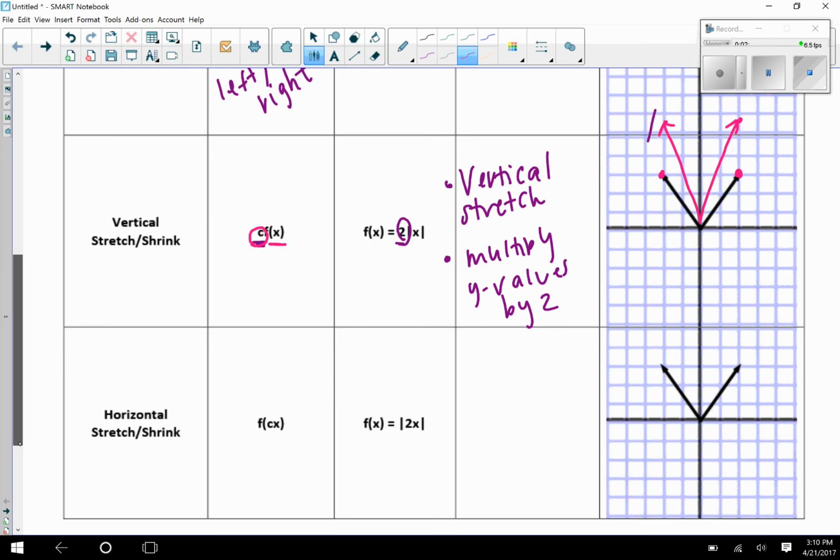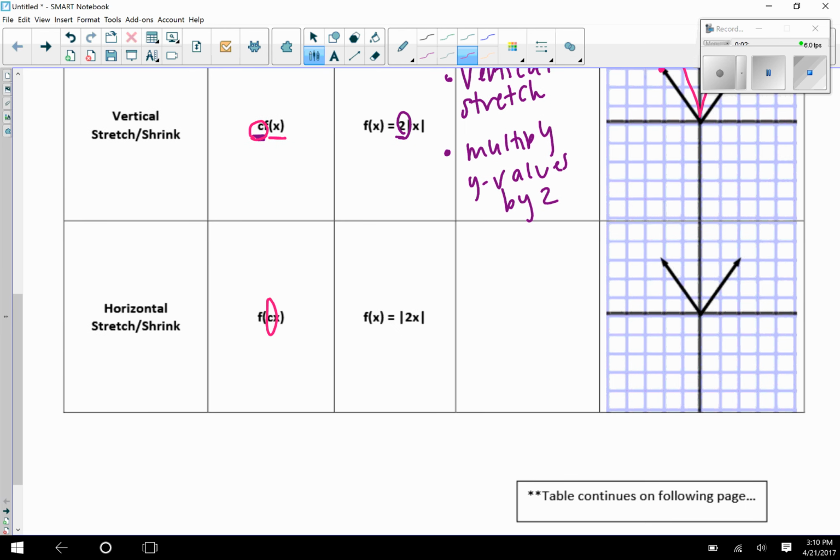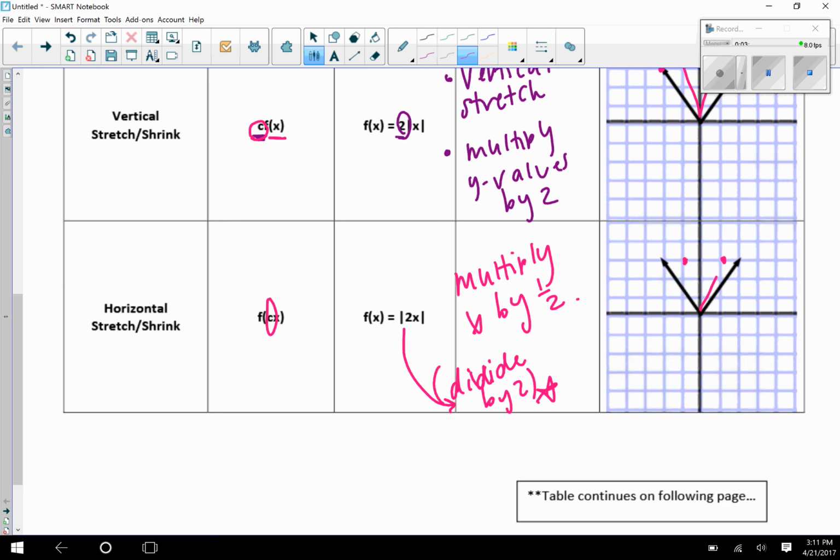Next one, we have a horizontal stretch or shrink. This is where you're multiplying by the x, and notice it's on the inside of the parentheses again, which means that you're affecting the x values. So your rule is going to be to multiply x by 1/2, so it's the reciprocal of that. Or if you want to reverse it, it's the same thing as divide by 2. I like this one, but you just have to remember you're dividing by whatever number that is. So if we go ahead and do that, you will land here.